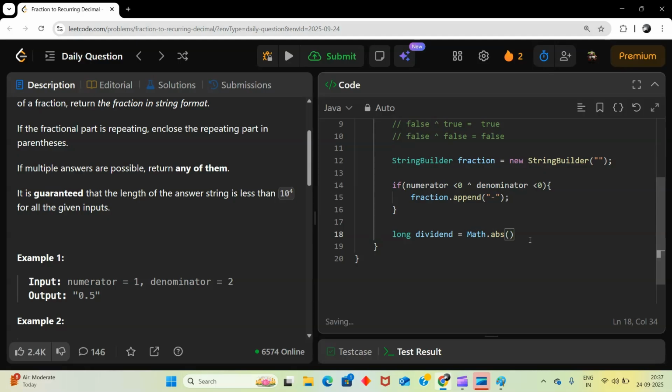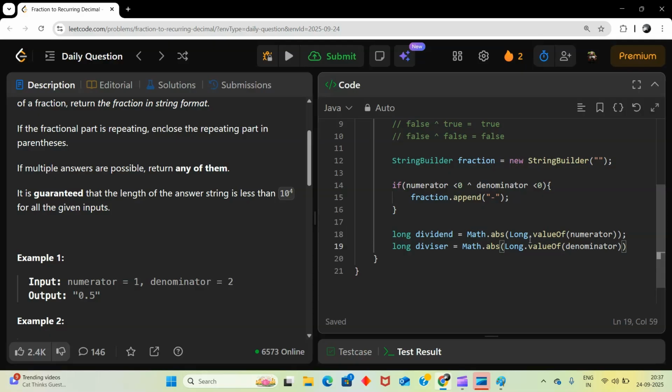Math.abs is given a long, so Long.valueOf of the numerator. Not denominator, it will be numerator. My dividend will be the numerator and my divisor will be the denominator. Long divisor is equal to Math.abs of Long.valueOf of the denominator. Now we got both.